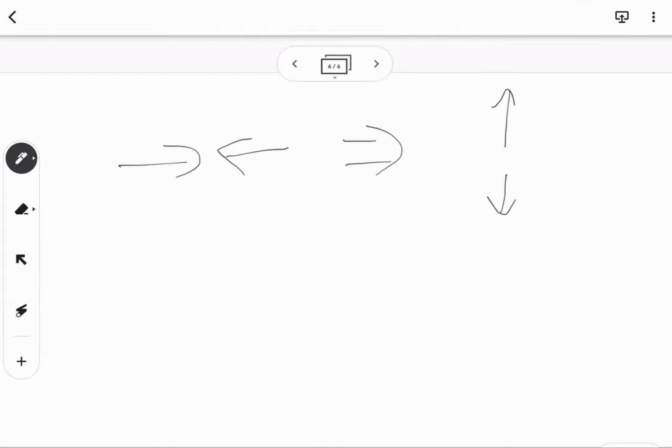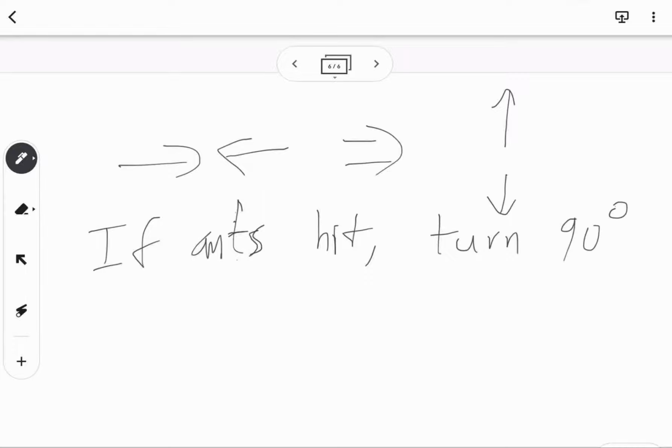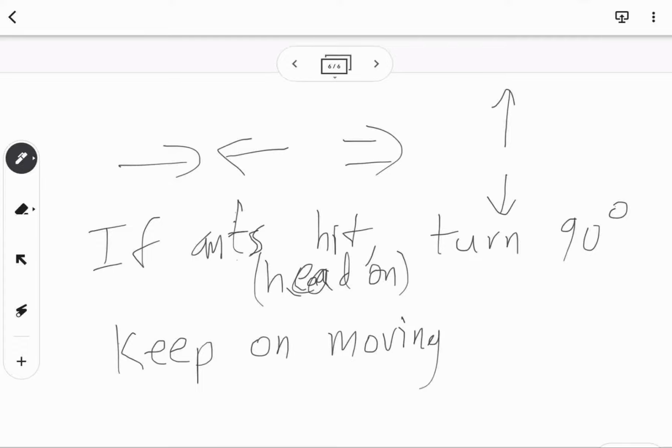So if ants hit, they turn 90 degrees, so they must hit head on. I mean they're moving in opposite directions when I say head on. Then they turn 90 degrees and keep on moving. And so you start out with some finite number of ants. Well, actually, you can even have an infinite number of ants. I think it doesn't really matter if it's finite or not.